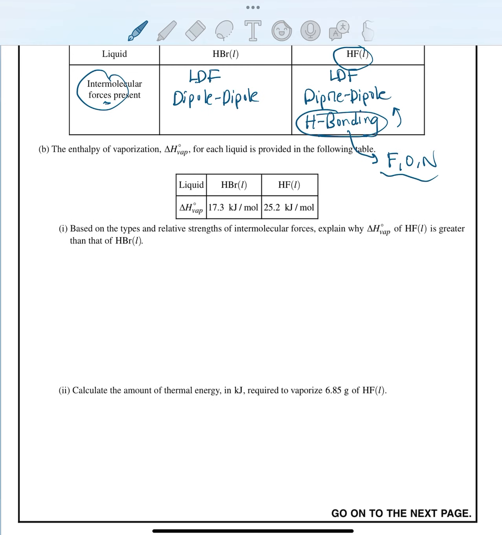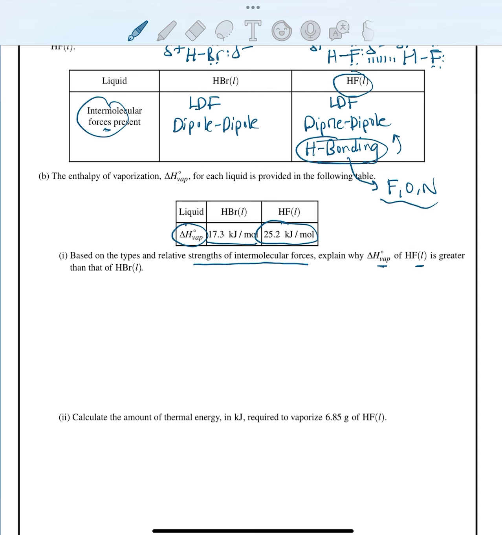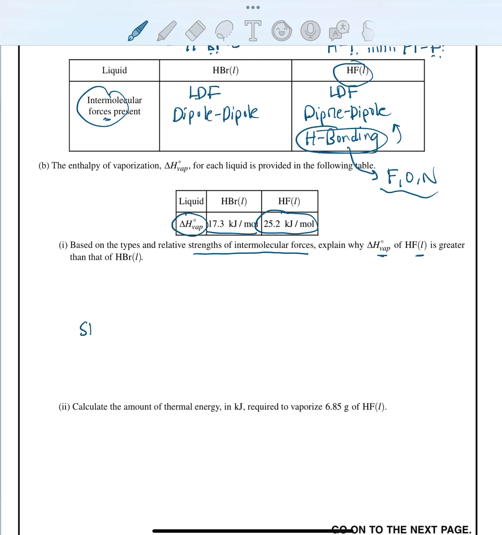In the next question, it says, based on the relative strengths of intermolecular forces, explain why the delta H of vaporization, which means the enthalpy it takes to vaporize, to turn the liquid into a gas, is higher for HF than for HBr. Well, again, if we go back to our chart, we can hopefully answer this. It's because we have stronger intermolecular forces in HF, which are the hydrogen bonds. That's the stronger intermolecular force.